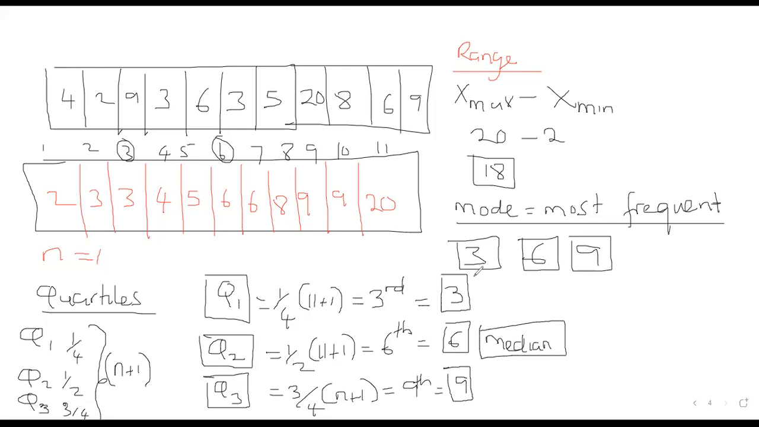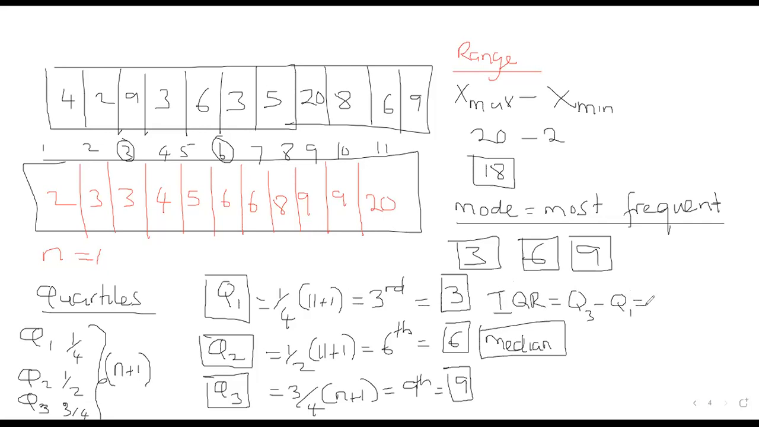So we said the range is the difference between the highest value of x and the smallest value of x. Then we also have a special range which is called the interquartile range. We denote it by IQR. Interquartile range is the difference between the highest quartile, which is Q3, minus the lowest quartile, which is Q1.